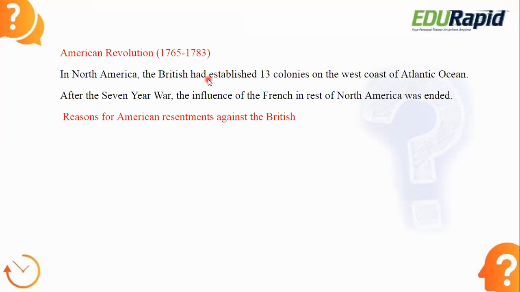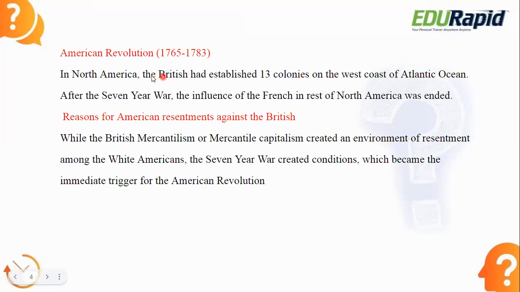Okay, so the next topic we're going to study is the American Revolution. The time period is from 1765 to 1783. So that is a time period you need to remember. In Northern America, the British had established the 13 colonies on the west coast of the Atlantic Ocean after the 7-year war. After the 7-year war, the British influence in the American continent increased, and the French influence in Northern America almost ended after the 7-year global war.